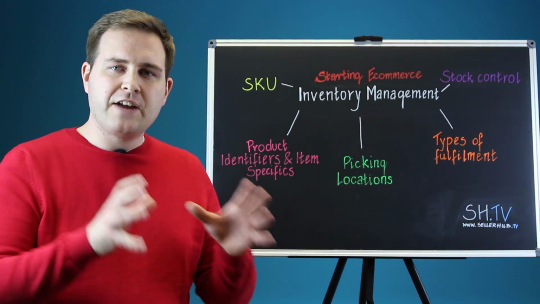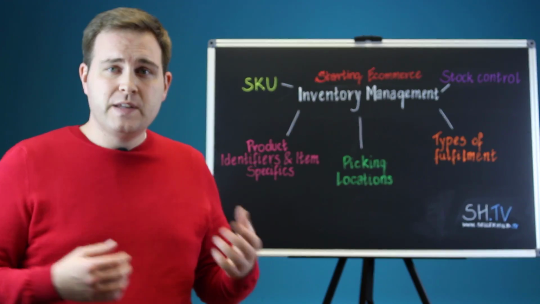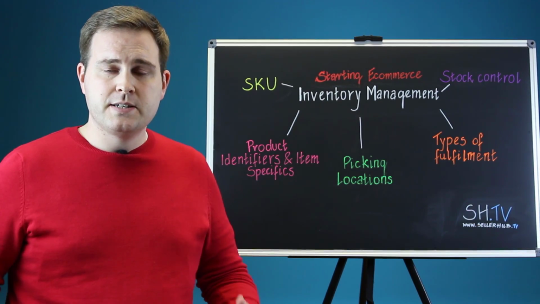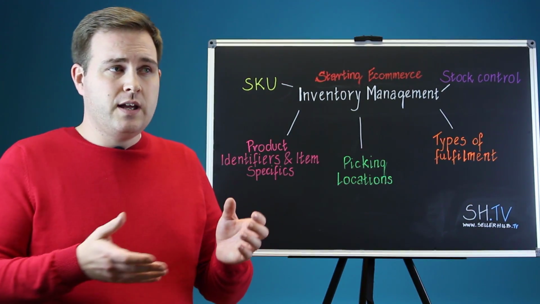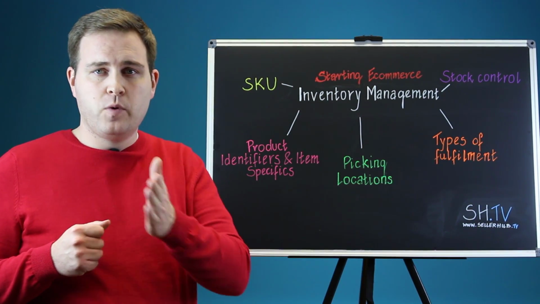Item specifics are attributes for the products. So if I was selling clothes, for example, this would be material, colour, size. If it was a toy, I'd be saying if it's got batteries included, the age range for a child, if it's from ages 5 upwards.